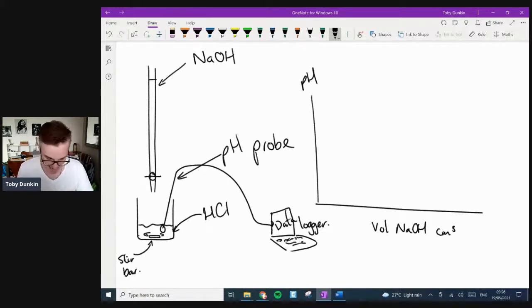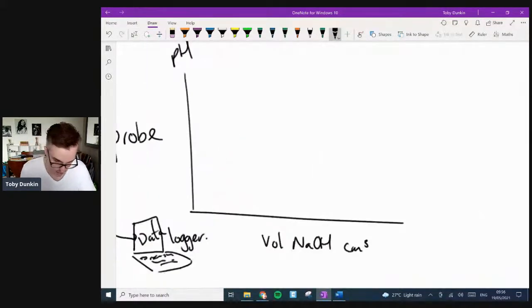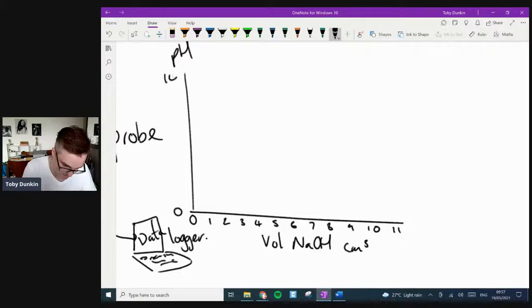And what we're going to do is add sodium hydroxide and monitor the pH. So what now happens, I'll explain. When I've got 0, I'm going to add this in 1 centimeter cubed at a time, 1, 2, 3, up to 11. It doesn't really matter. The pH is going to start at 0 and end at 14.